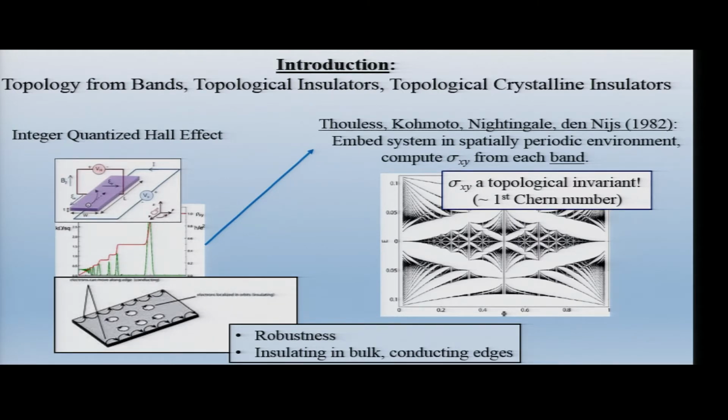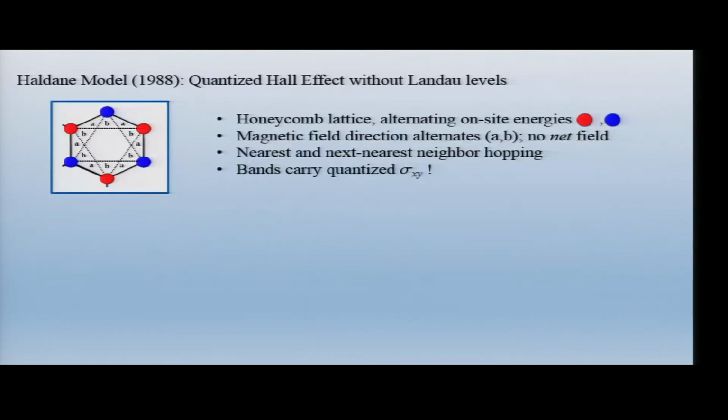And moreover, as we've been hearing, when you form a system that has boundaries rather than having periodic boundary conditions, you get conducting edge states even where the bulk is insulating, and the number of conducting edge states is closely tied to the Chern number of the bands. Okay. So for a number of years, people thought this was something very special to the quantum Hall system.